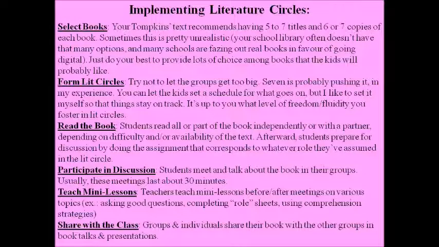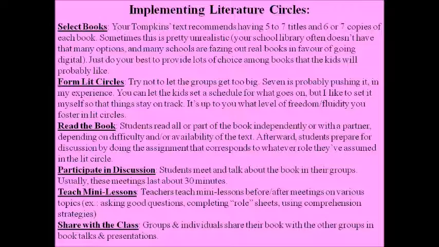Implementing lit circles. Well, you have to select your books. So Tompkins recommends having 5 to 7 titles and 6 to 7 copies of each book. I think that sounds about right. Sometimes this is pretty unrealistic, like your school library doesn't often have that many options, and many schools are phasing, nice spelling there, Sean, phasing out real books in favor of going digital. That's true, and it's sad and it's pathetic, but it's very sad and pathetically true. Just do your best to provide lots of choice among books that the kids will probably like.